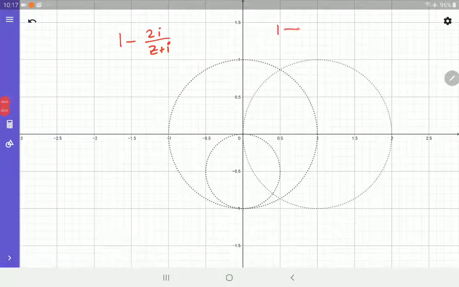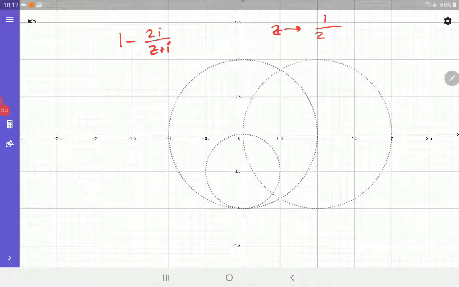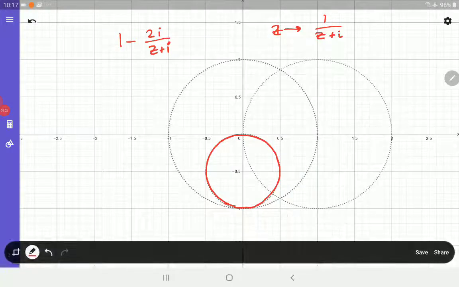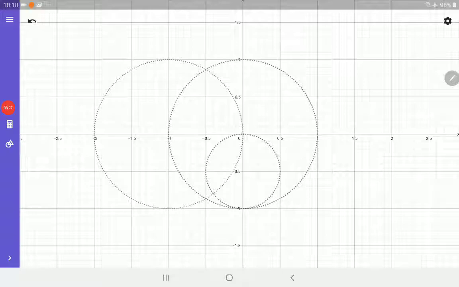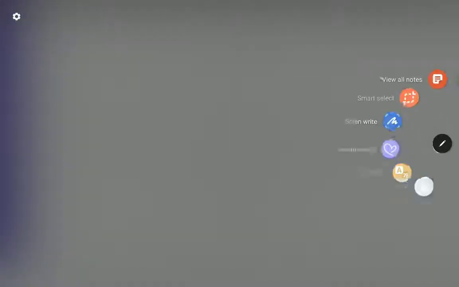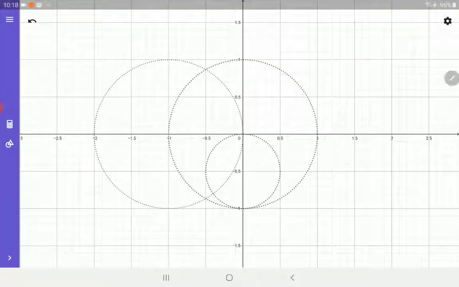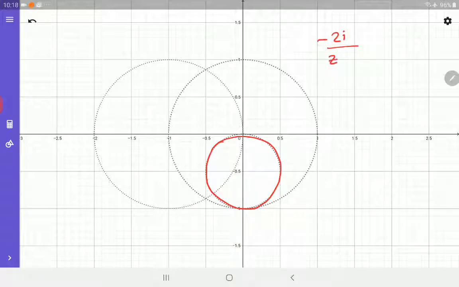Okay, so where we left off, we had taken z to 1 over z plus I, and that gave us this nice little circle right here. Now I'm going to multiply it with minus 2I. Okay, I've drawn it wrong here. There we go. So this was 1 over z plus I. Now I take it to minus 2I over z plus I.